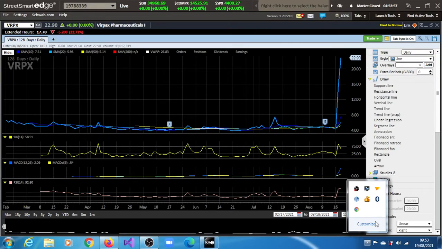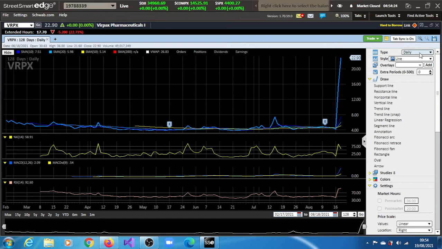VRPX stock, Virpax Pharmaceuticals. It ran up, or rather continued to extend, in the session of the 18th of August 2021. So in the post-market, it has now lost 22.71%. It's currently trading at $17.70. So this is where it closed, and it's now somewhere around here right now.